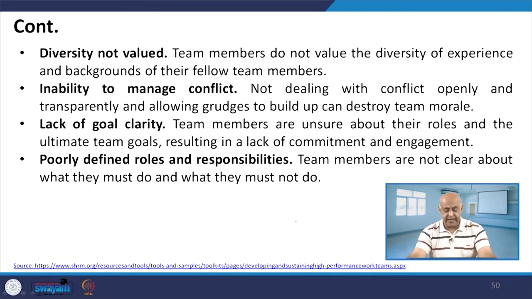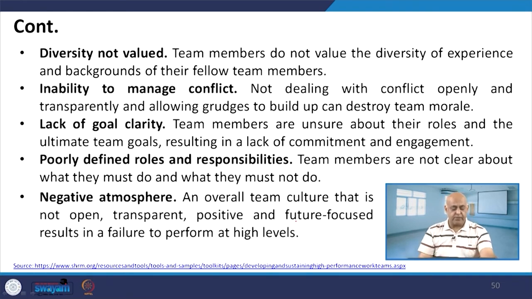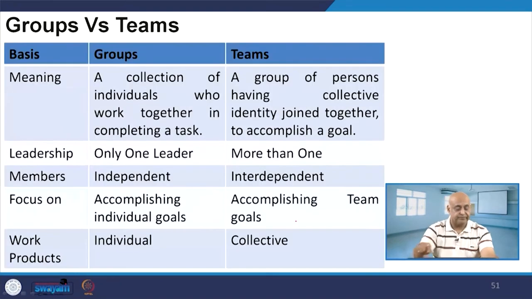So in that case, there will be a lack of commitment and engagement, and poorly defined roles and responsibilities. As I mentioned, there is no clear cut. A negative atmosphere is there. An overall team culture that is not open, transparent, positive and future focused results in a failure to perform at high levels.